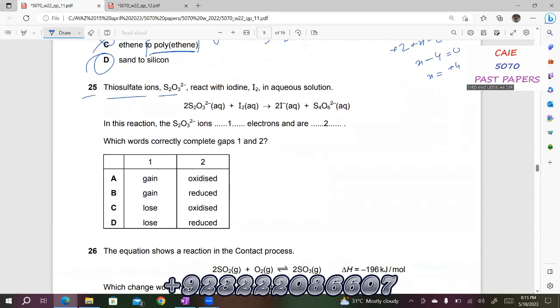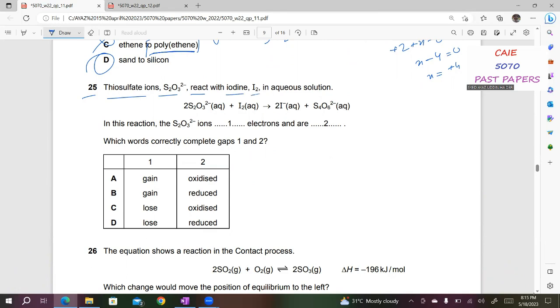Thiosulfate ions, S2O3 2-, react with iodine, I2, in aqueous solution. This is the equation: 2S2O3 2- plus I2 (aq) gives 2I- (aq) plus S4O6 2- (aq). In this reaction, the S2O3 2- ions dash electrons and I2 dash. Which words correctly complete gaps 1 and 2?